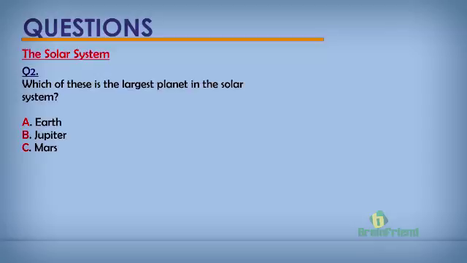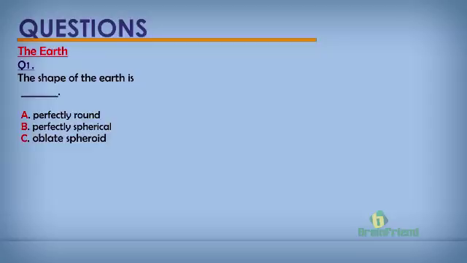Option A, Earth, is definitely wrong. Option C, Mars, is also wrong. And our option B is our correct answer. So Jupiter, which is the 5th planet, is also the largest of all the planets in the solar system. Let's try this other question. The shape of the Earth is option A, perfectly round, option B, perfectly spherical, and option C, oblate spheroid. The correct answer is oblate spheroid.